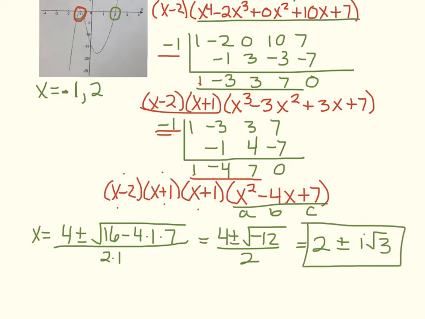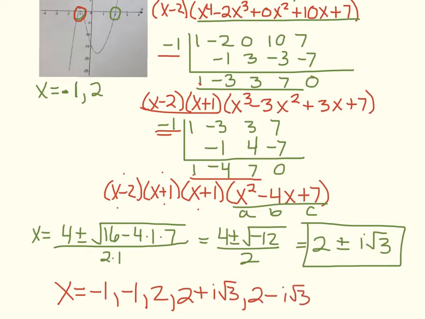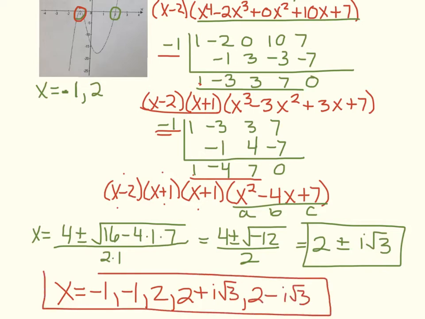That's two different answers because that's two different complex numbers. So our total amount is 5, and they are, if we listed them all out, we would say negative 1, 2, 2 plus i root 3, and 2 minus i root 3. There's your 5 zeros. 2 of them are imaginary, and 2 of them, or one of them is repeated, and so that gives us a total of 5. Whew.